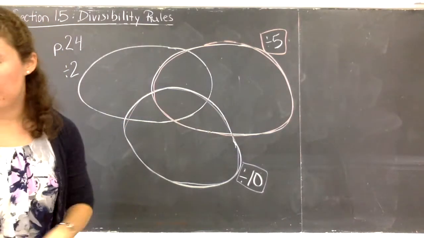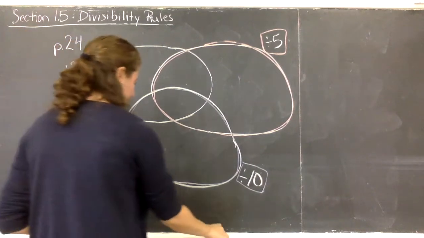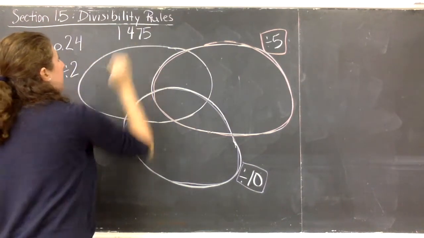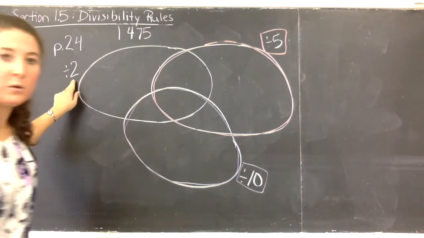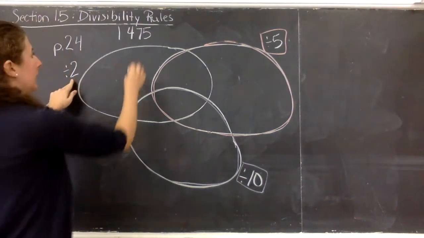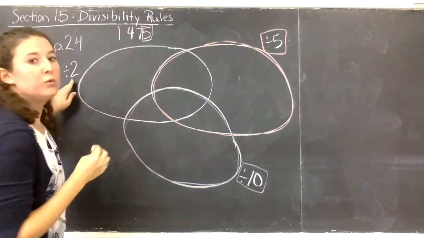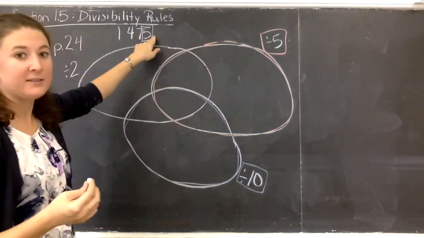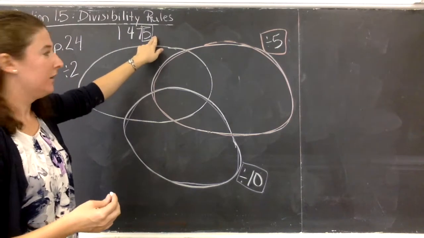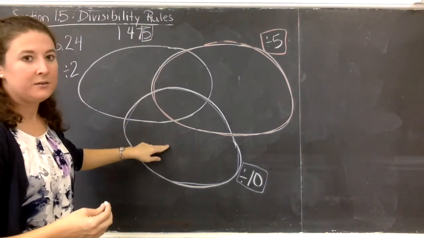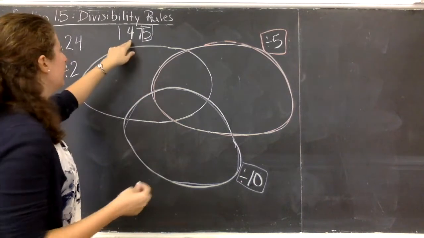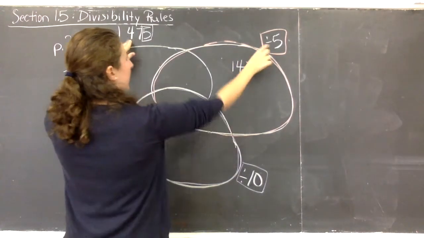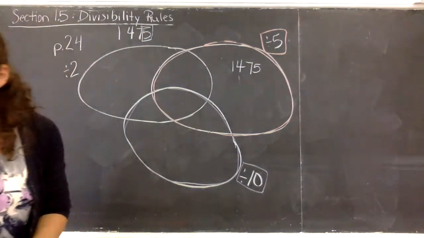So let's take the first example, 1,475. Is this divisible by 2? I look at my last digit. No. Is it divisible by 5? Yes, because my last digit is a 5. Is it divisible by 10? No, because it's not a 0. So here, I'm going to write my whole number. 1,475 is just divisible by 5.